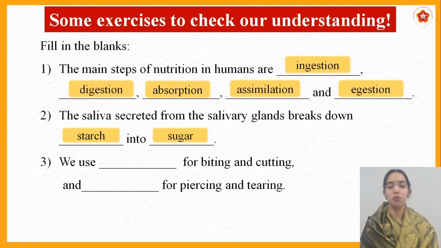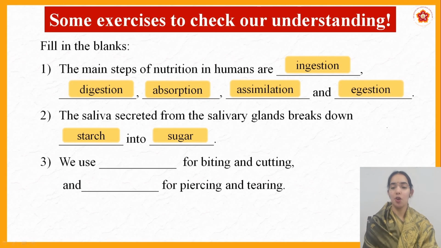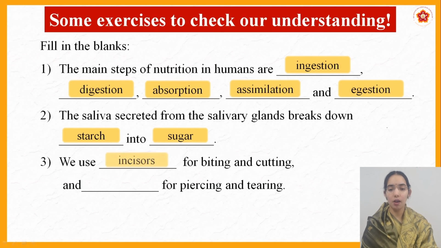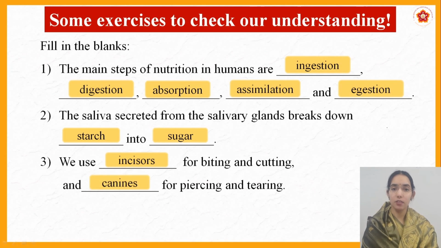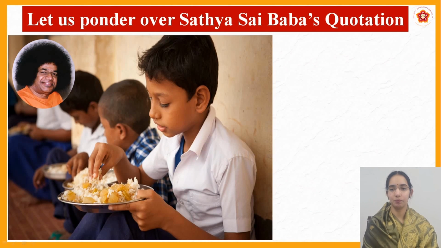The third fill-up is we use dash for biting and cutting and dash for piercing and tearing. Try remembering which type of teeth we use for biting and cutting. Try remembering the apple example. We use our incisors for biting and cutting, and we use our canines for piercing and tearing.